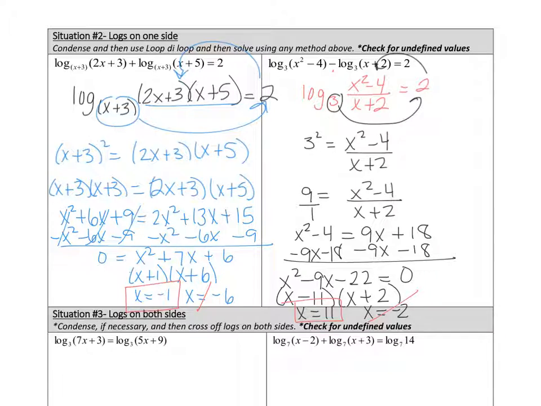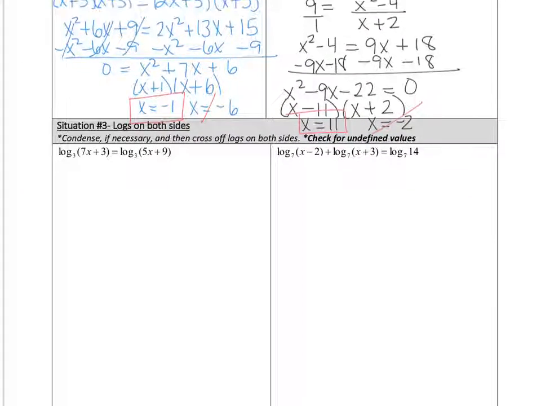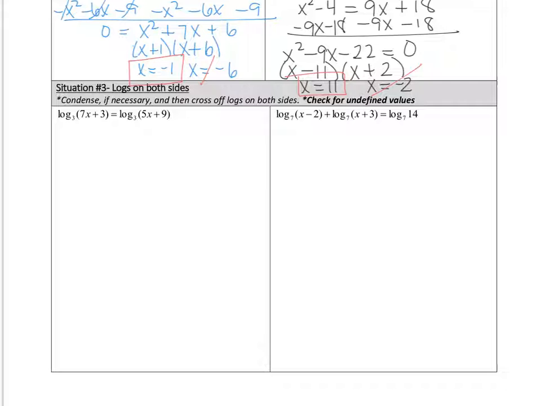Okay, let's try the last situation, which is when I have logs on both sides. So what you want to do first is condense if necessary, and then cross off both logs. Okay? So the first one, I don't actually have to condense anything. If I have the same log with the same base, you can assume that this has to be equal to this, kind of like a common base. So this can cancel with this, and I'm left with 7x plus 3 equals 5x plus 9. And then quickly solve for x.